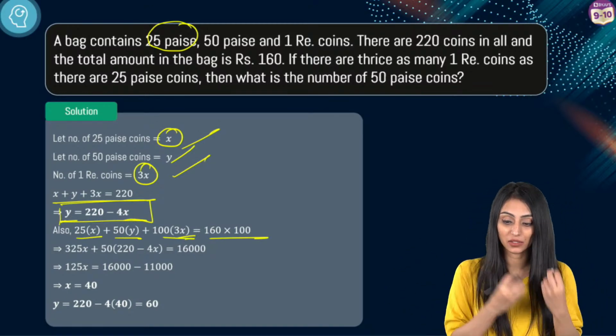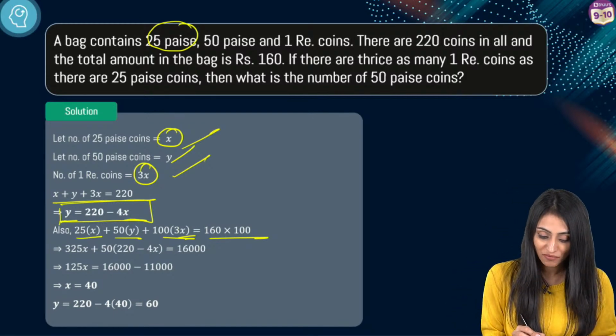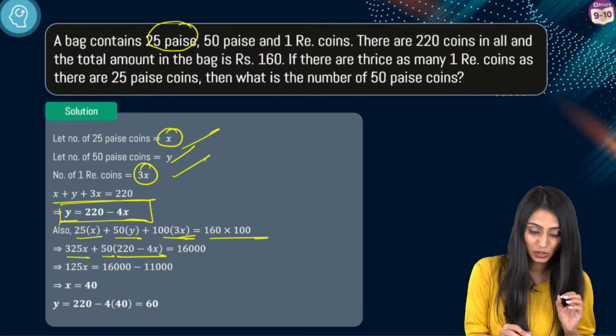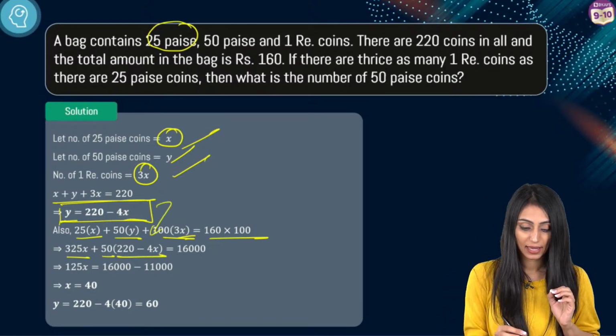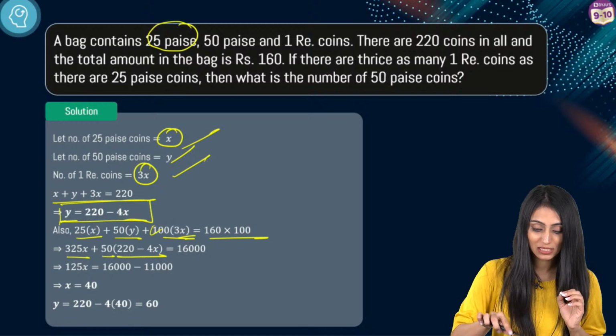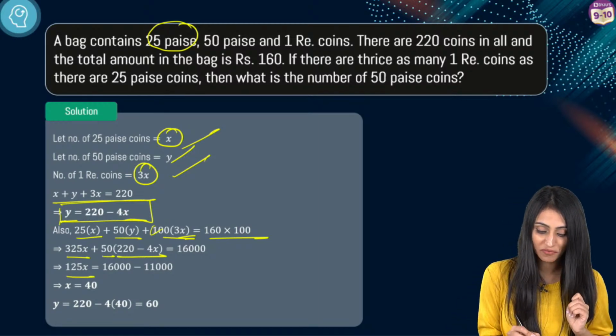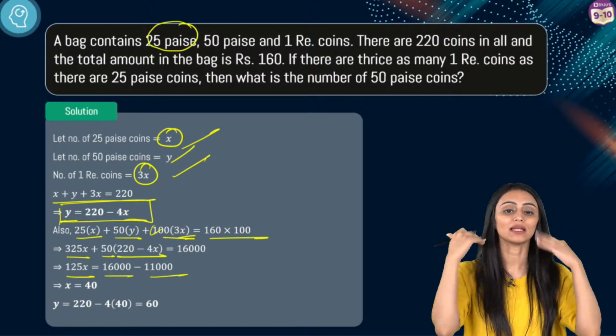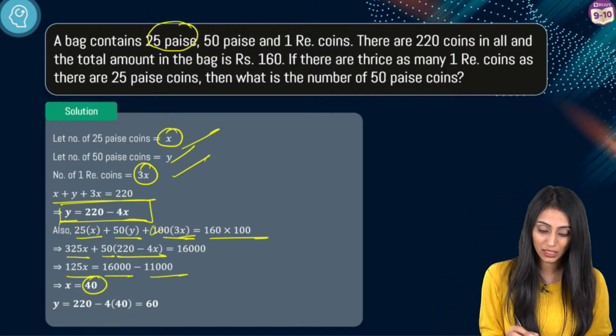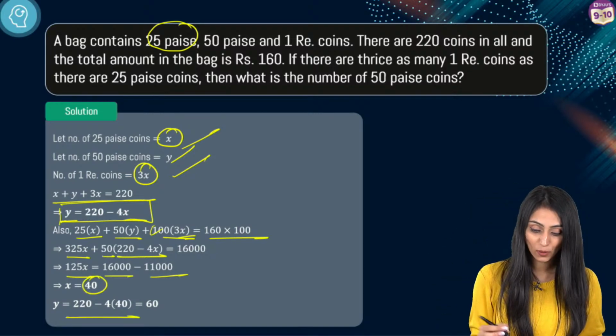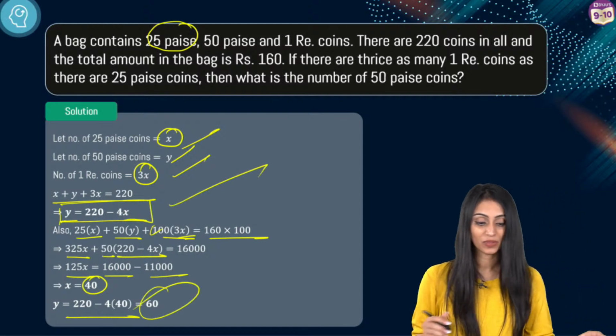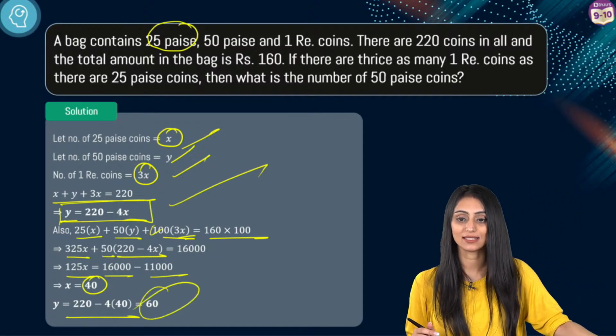Why am I converting that into paisa, not rupees? So simplify this. 325X plus 50 times 220 minus 4X. I am putting this value here for Y. That's going to be equal to 16,000. So let's simplify this. 125X equals 16,000 minus 11,000. So we have X equals 40. I need the value of Y also. Let's put it here. I get 60. So 50 paisa coins over here are 60.